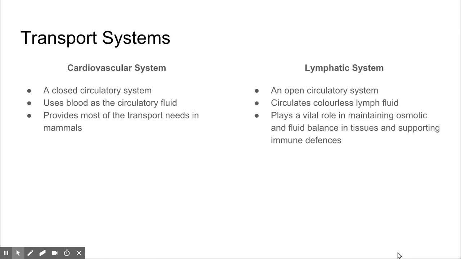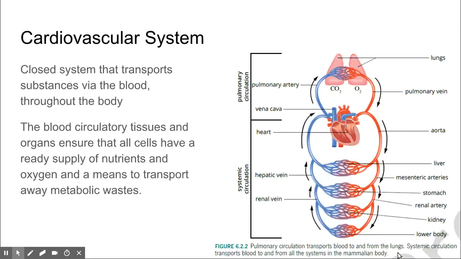There are also two types of transport systems that then transport this material around the body. We have the cardiovascular system, which we're quite familiar with in terms of transporting blood as the circulatory fluid. However, we also have the lymphatic system, which is an open system within our body, and this circulates colorless lymph fluid. The role that it plays is maintaining osmotic and fluid balance, so regulating salt and water within our body and our tissues, but also supporting immune defenses.